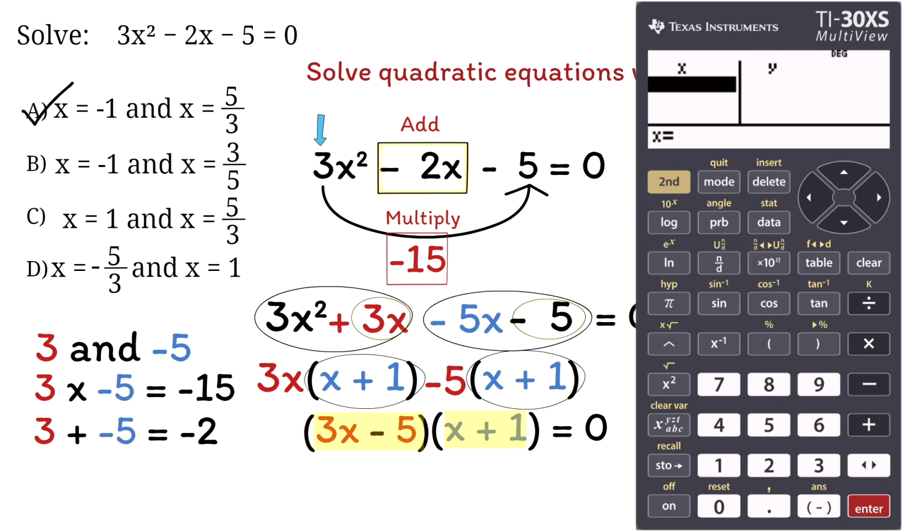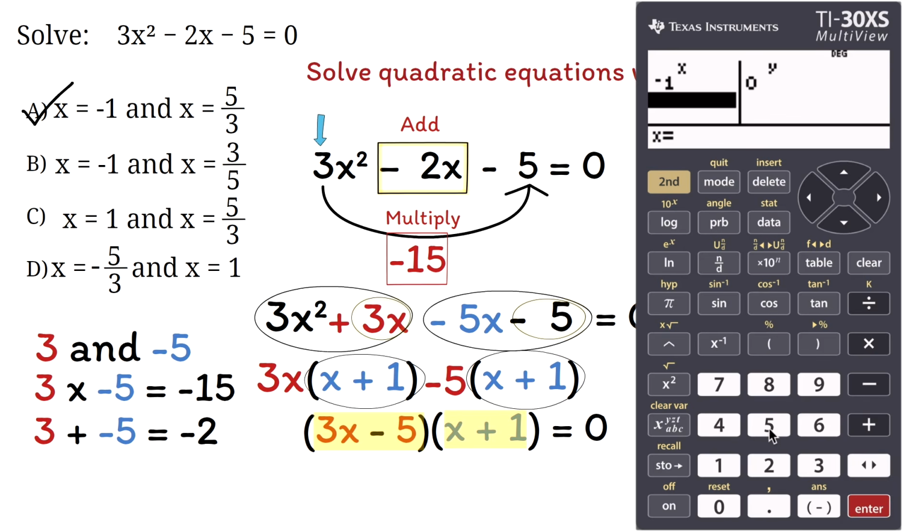Now, we test our values. Let's start with the option A values. We will input negative 1. Then press enter. This automatically stores our x value as negative 1, places it in the function, and gives us our y value. The y value is the value on the right side. Since we want it to be 0, we can say that negative 1 is a solution.